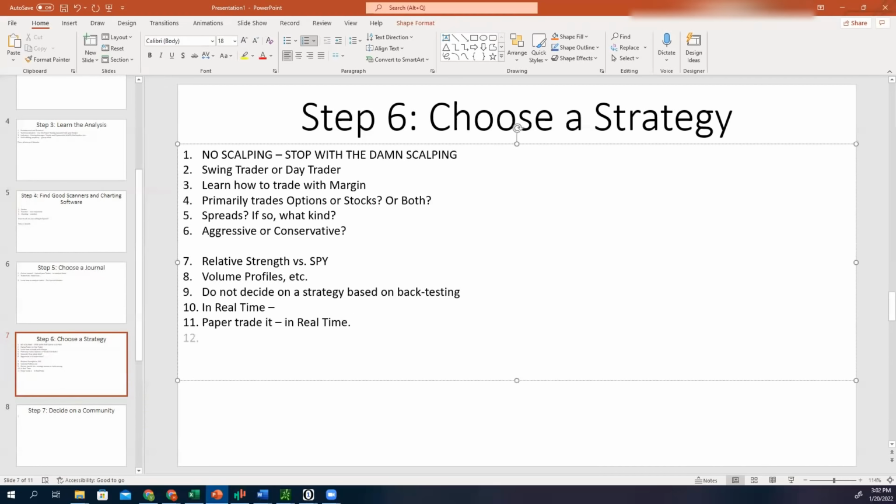This whole process should take you at least 6 months of finding, validating, and using with paper trading the strategy.